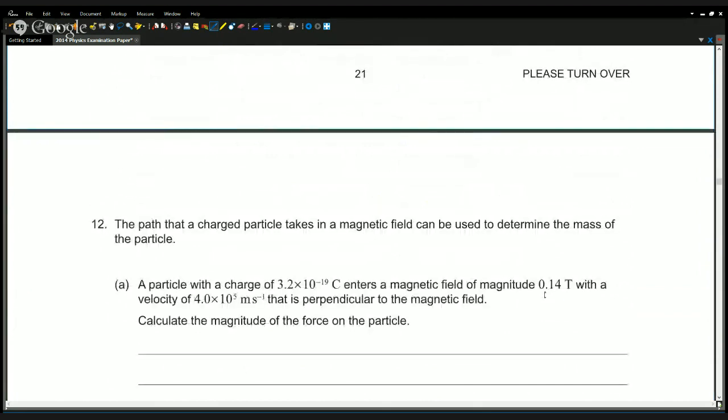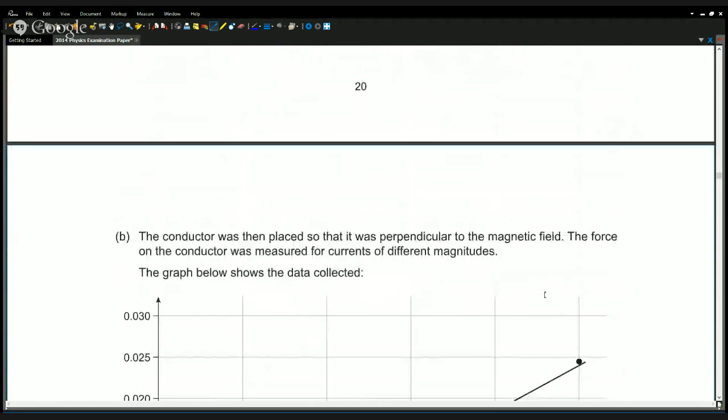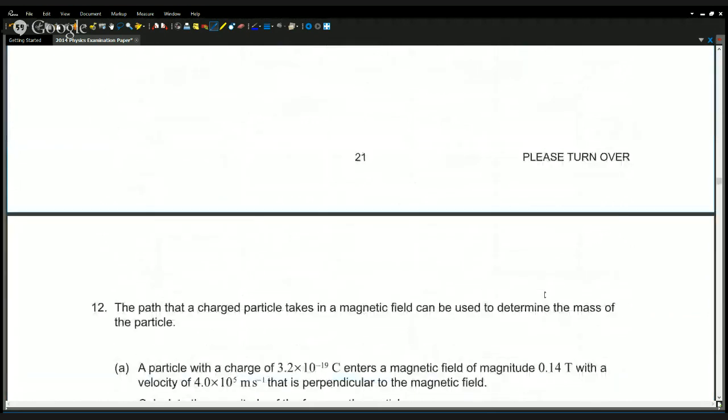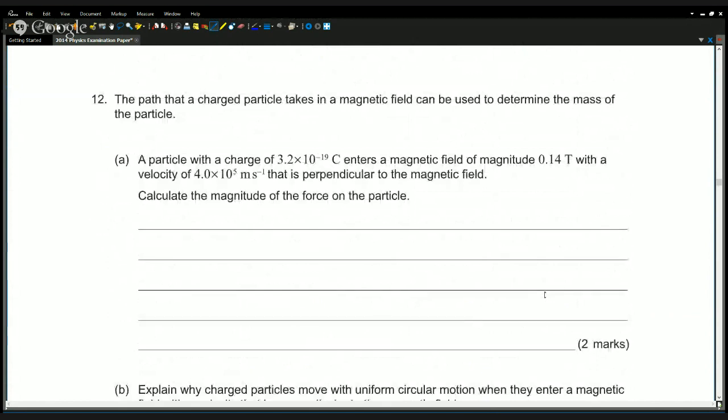The path of the charge, okay, so an entirely different question, isn't it? Okay, so that's all we had to do for that. The path that a charged particle takes in a magnetic field can be used to determine the mass of the particle. The particle of charge 3.2 times 10 to the minus 19 coulombs enters the magnetic field 0.14 Tesla with a velocity of 4.0 times 10 to the 5 meters per second. Calculate the magnitude of force on that particle.